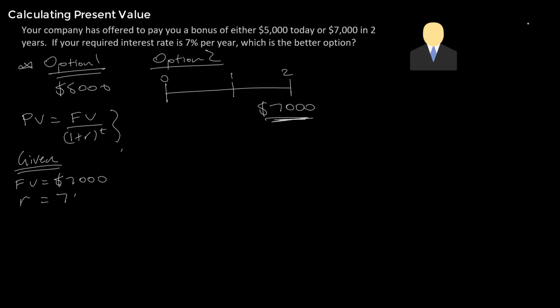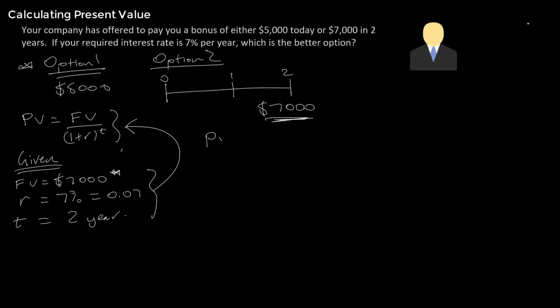It's 7%. When we plug this into a calculator, we typically represent it as a decimal. So 7% as a decimal is 0.07, and we get that by dividing by 100. And our time period in this case is 2 years. That's how long we need to wait in order to receive the $7,000 amount. So we have everything that we need to apply the present value formula.